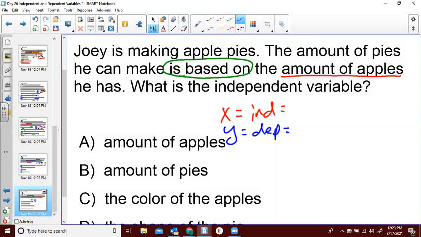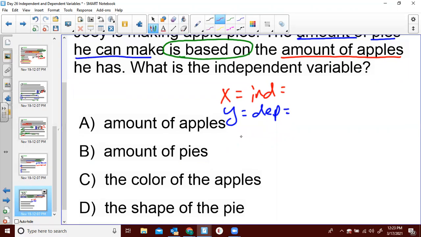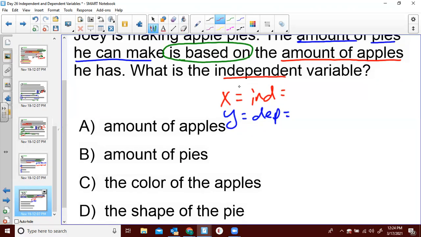And the amount of pies he can make is based on the amount of apples he has. So we're talking about independent variable, because that's what we're looking for, is the one that does its own thing. So if Joey has 10 apples, he can make 10 pies, 20 pies, right? If Joey has 10 apples, he can make 20 pies. If Joey has 1 apple, he can't make any pies. If he has 5 apples, he can make 10 pies, right? So the independent variable is going to be the amount of apples.